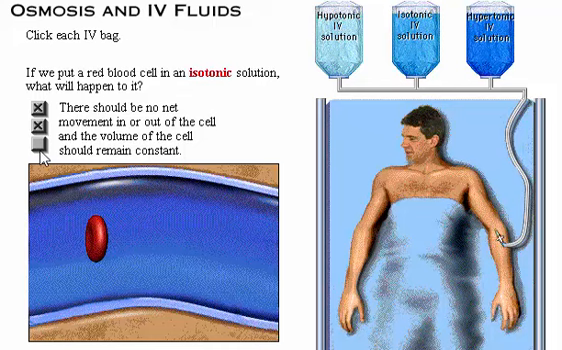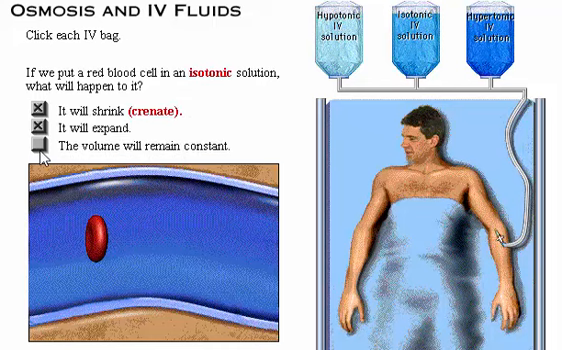Correct. The volume of the red blood cell will remain constant because the solute concentrations are equal on both sides of the membrane.